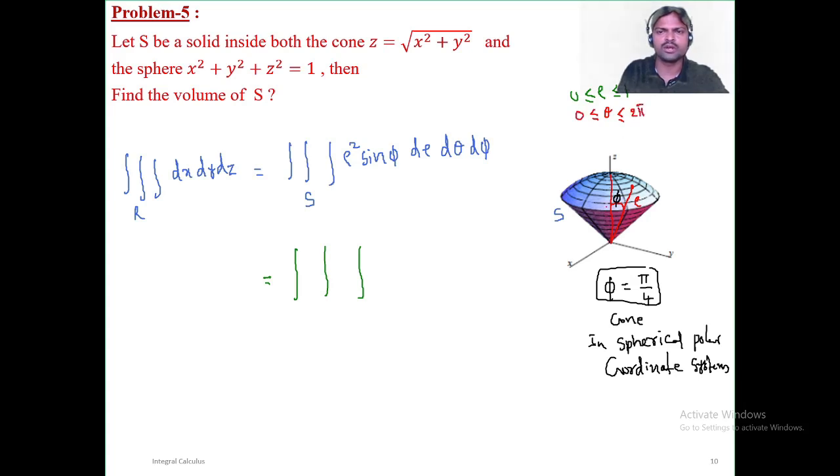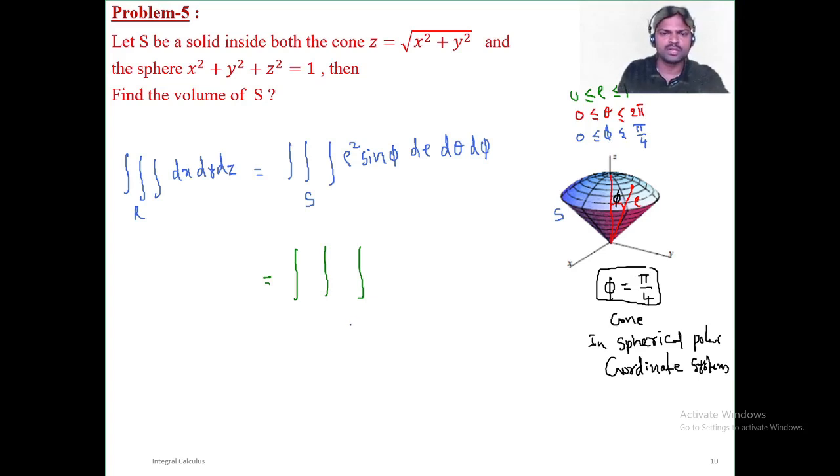The r axis should rotate completely around the z axis, completely means 360 degrees. Next one, phi. Since it is a cone, phi must be 0 to pi by 4. It has to move 45 degrees starting from 0, so that this cone will be generated. If you move more, pi by 4 plus some 10 degrees, again a cone, but not this cone, it spreads a little more. So phi varies from 0 to pi by 4 according to this problem.